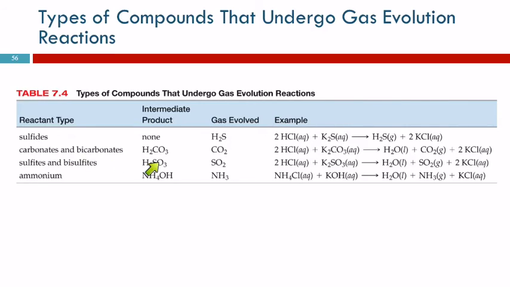Carbonates and bicarbonates, you're going to get this intermediate product. So if you swap partners and you get H2CO3, you should remember, okay, that's going to fall apart. This is a gas evolution reaction. Sulfites and bisulfites, you're going to end up with this H2SO3, sulfurous acid, as an intermediate. Also not stable, will decompose.